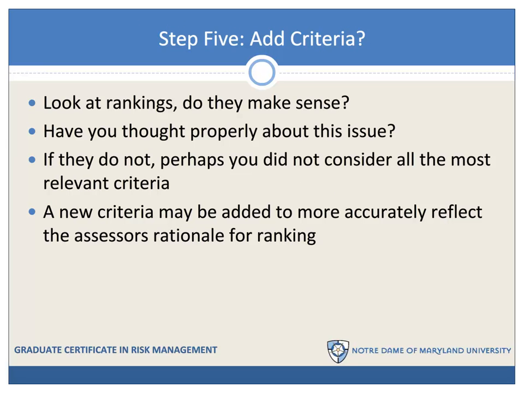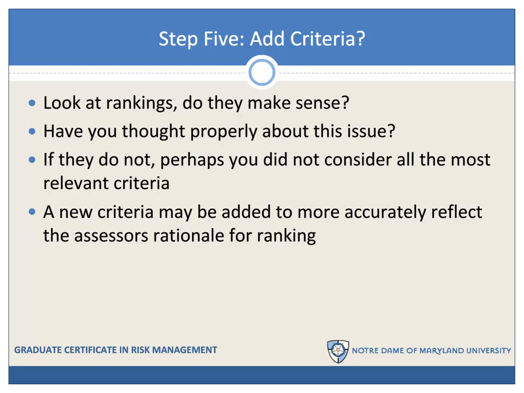Step 5 often confuses people. When we created this methodology, we knew it was not the most rigorous risk assessment possible, and it could be subject to user errors. So we added the spot check step and called it Add Criteria. After the initial ranking is established, you should look at it. Does it make sense, or is something wrong with the ranking? Have you thought properly about the issue? Have you identified the best criteria? Have you neglected an important criterion?